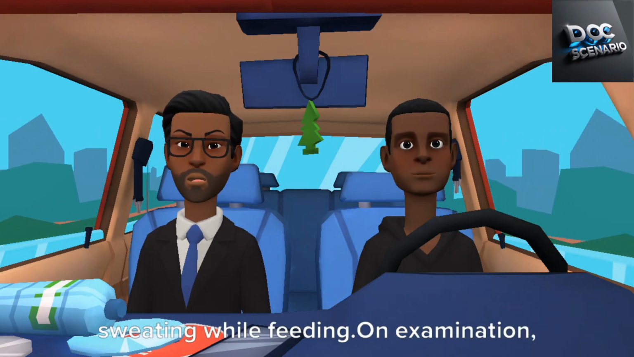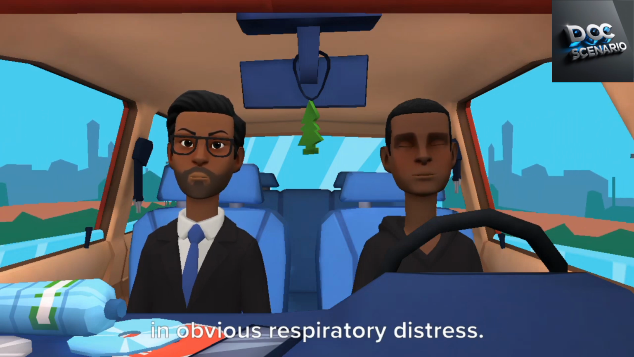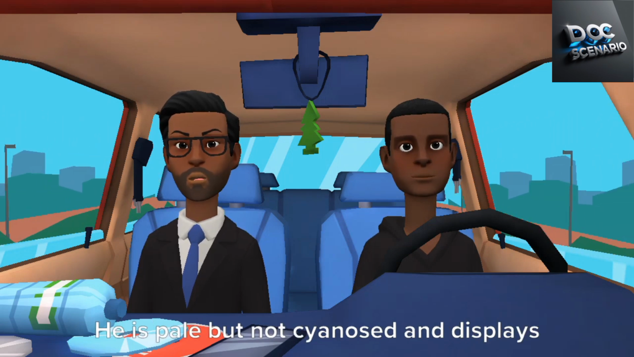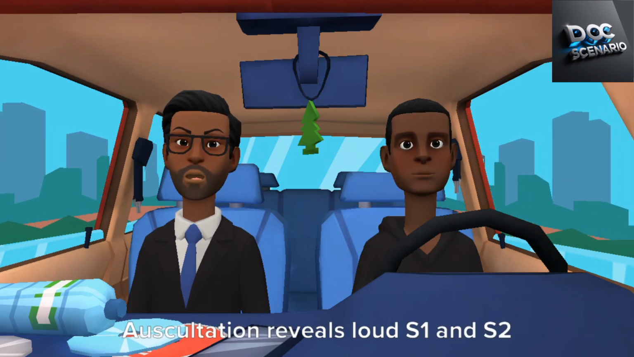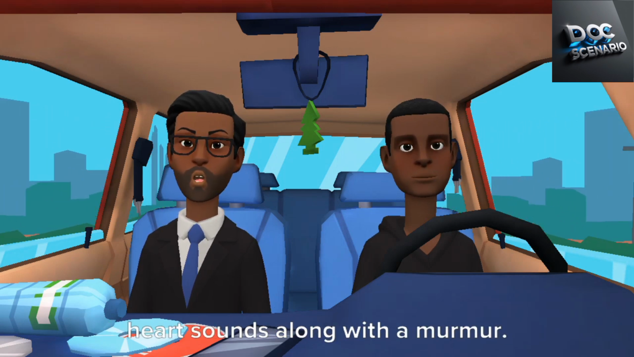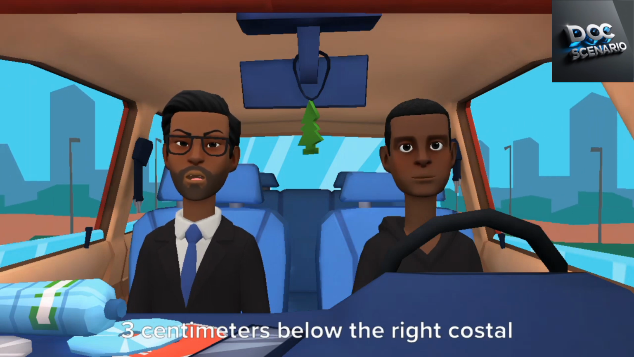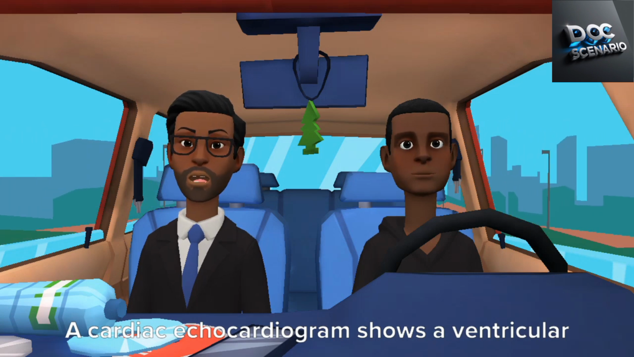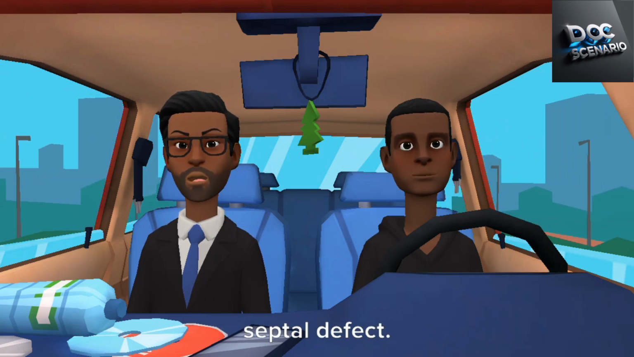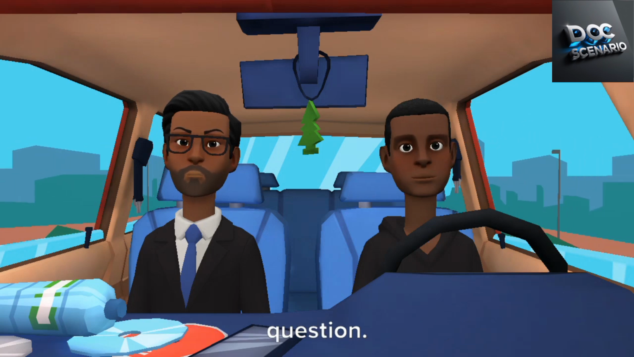On examination, Mavuto appears malnourished and is in obvious respiratory distress. He is pale but not cyanosed and displays tachycardia. Auscultation reveals loud S1 and S2 heart sounds along with a murmur. Notably, there is a palpable liver 3 centimeters below the right costal margin. A cardiac echocardiogram shows a ventricular septal defect. Rogers, let us begin with the first question.